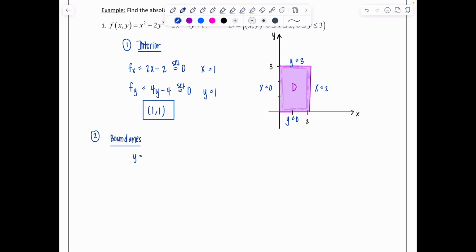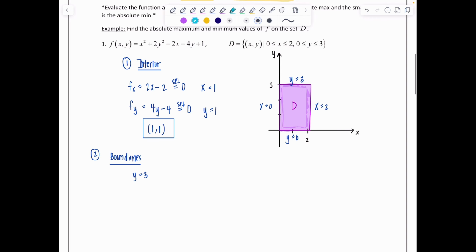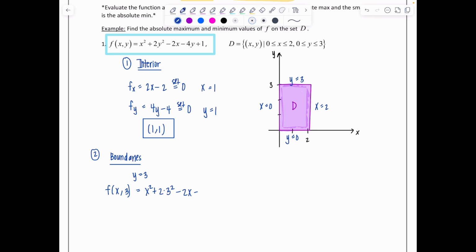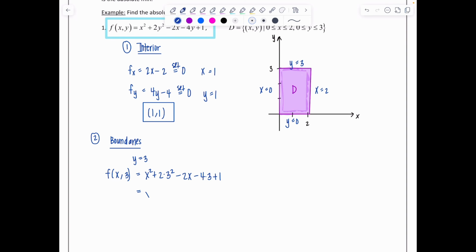You're going to substitute 3 for y into the original function right here, and you're going to make it a function of just one variable. So I'm going to have f of x comma 3. So this is going to be x squared plus 2 times 3 squared minus 2x minus 4 times 3 plus 1. Now, clean up. So this will be x squared minus 2x. That's 18 minus 12 plus 1, so 7. Good. Now, this is a function of one variable.